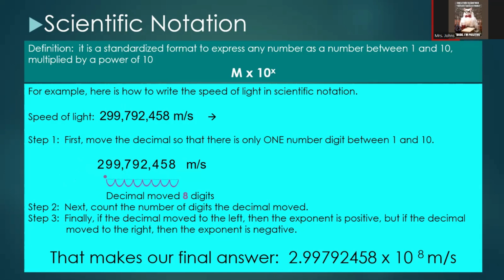Now we have to pay attention to whether we move the decimal to the left or to the right. If we move the decimal 8 places to the left, then our exponent is going to be positive. But if we move the decimal point any digits to the right, then it would be negative. So that makes our final answer 2.99792458 times 10 to the 8th power meters per second.